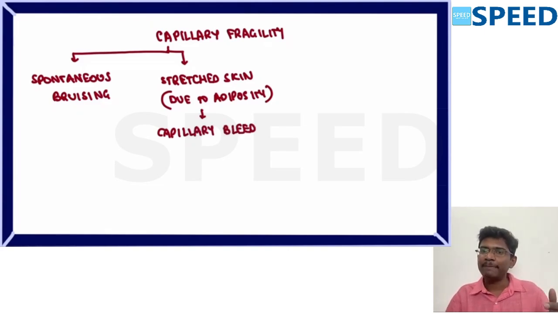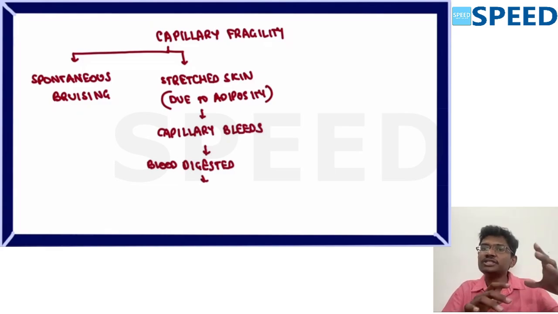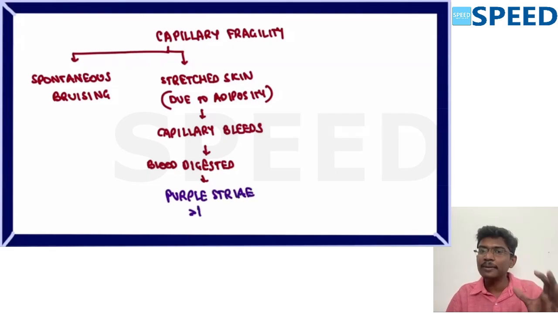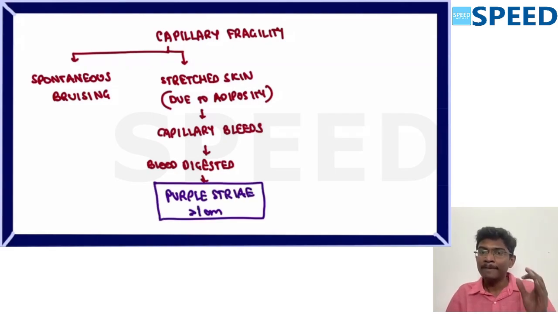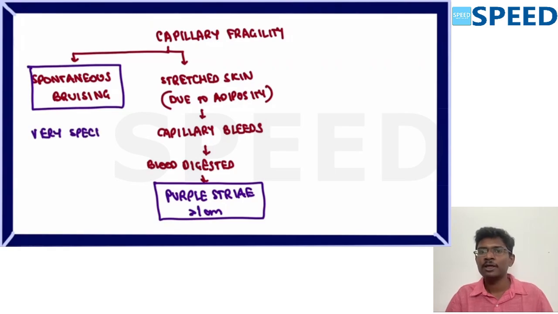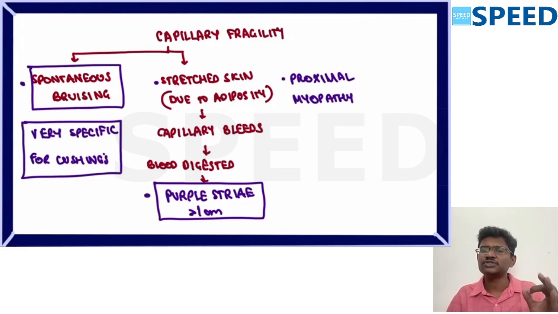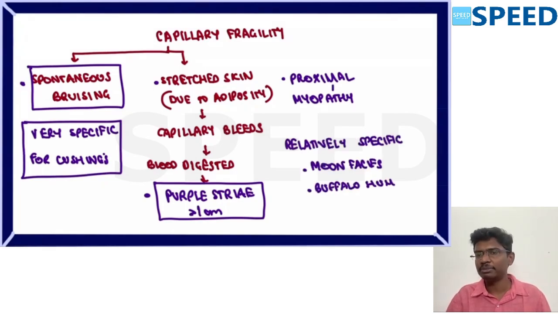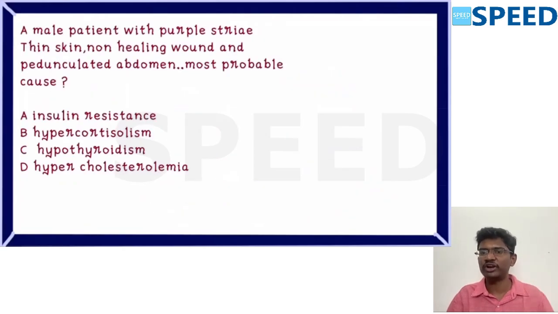So the capillaries can bleed in a stretched skin and this blood gets digested to give that classical purplish striae. Purplish colored striae more than 1 centimeter are very specific to Cushing syndrome and can't be seen in an obese patient, whereas white colored striae are seen in obese patients. Spontaneous bruising, purplish striae and proximal myopathy are 3 features which are very specific for Cushing syndrome. This you should be knowing. And relatively specific are your moon face, pendulous abdomen, buffalo hump, all deposition of adiposity throughout the body.